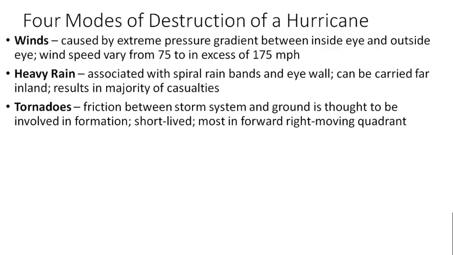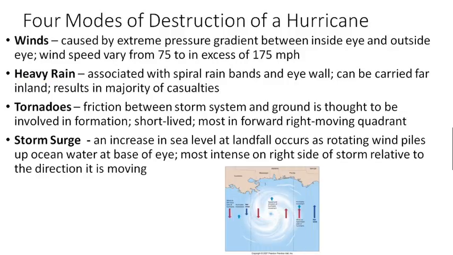Oftentimes the rain causes flooding that actually takes more lives than the destruction due to the wind. What I started to say is that sometimes this rain can be carried inland a fair piece. And so the rain associated with these spiral rain bands is sometimes welcomed for locations that have been in drought otherwise. And then the last one to talk about is this idea of storm surge.